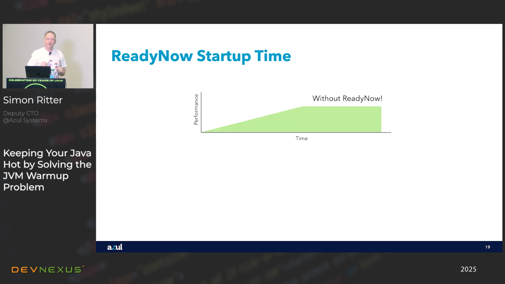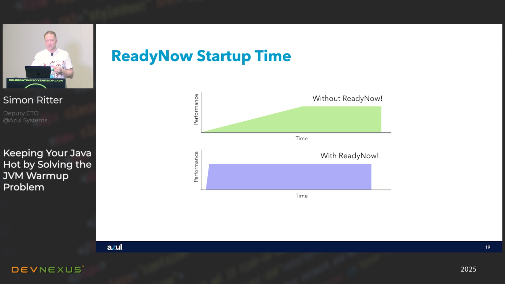So if we look at our graph again, and we simplify that slightly, what we see is that without Ready Now, we go through this warm-up where we get compilation, and then we hit our steady state. If we look at what we get with Ready Now, it's going to look like this. So now we've got much closer to what we had with AOT. But remember, because we're still running on the JVM, we're still able to do JIT compilation, we're still able to do speculative optimizations, we can do de-optimizations if we want, then we get that same level of performance.